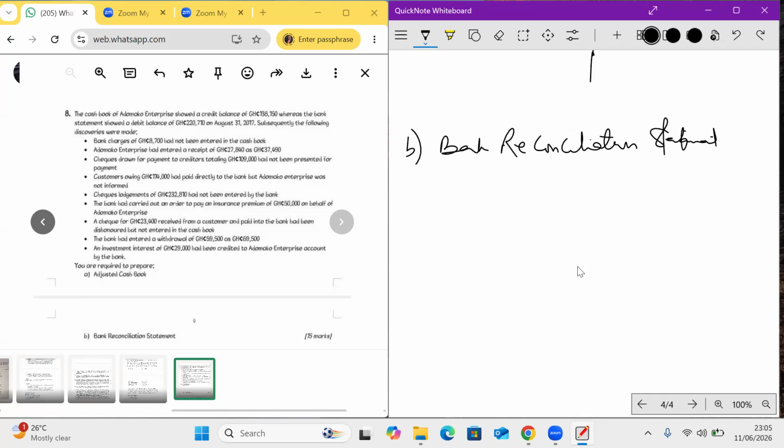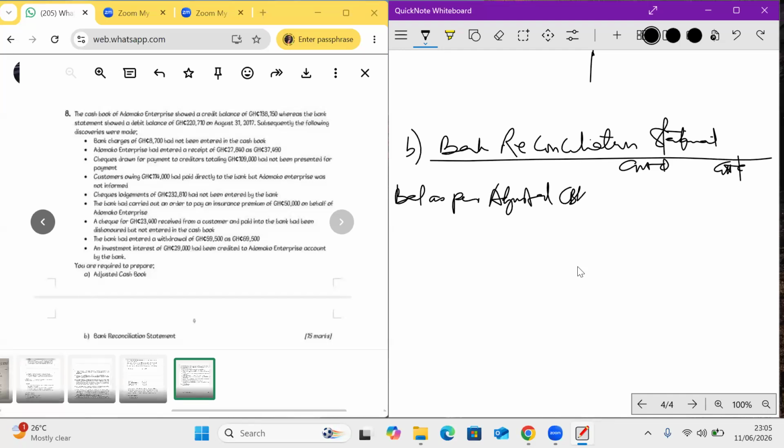Yes, you rule it. Then your Ghana cedi sign. Then what do you write? Balance as per adjusted cash book. Write it in full. Don't write CBK. Write it in full.